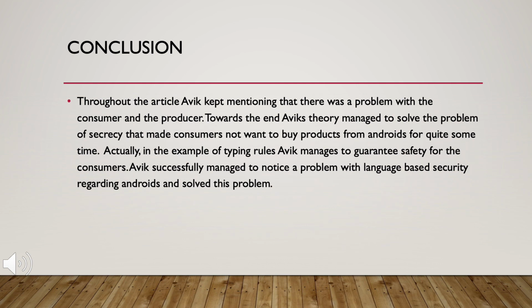So now we're at the conclusion. Throughout the article, Avik kept mentioning that there was a problem with consumers and producers. Towards the end, Avik's theory managed to solve the problem, though, of secrecy that made consumers not want to buy products from Androids for quite some time. Actually, in the example of typing rules, Avik manages to guarantee safety for the consumers. Avik successfully managed to notice a problem with language-based security regarding Androids, and he solved this problem.